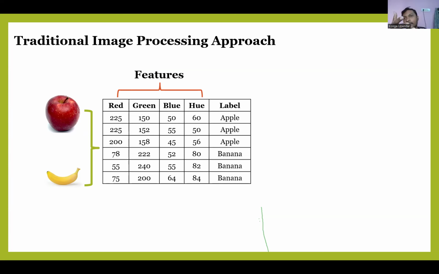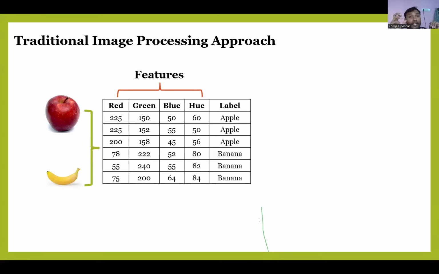But what is the problem with this? Because you see, a banana is yellow in color. Maybe sometimes a ripened lemon also has a lemon color. Apple is red, and some other fruits, like berry fruits, may also be red. So if you go by color, it may not work. Sometimes shape also may not work. So some constraints are there.